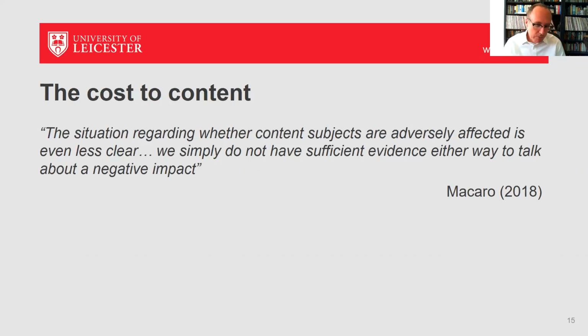Well, this can be dealt with quite quickly, actually, because the situation regarding whether content subjects are adversely affected is even less clear than the language gains. We simply do not have sufficient evidence either way to talk about a negative impact. The research just isn't there at the moment to say whether students learn at the same rate. But this doesn't stop people promoting this as the promise of EMI, and that's what should be kept in mind.